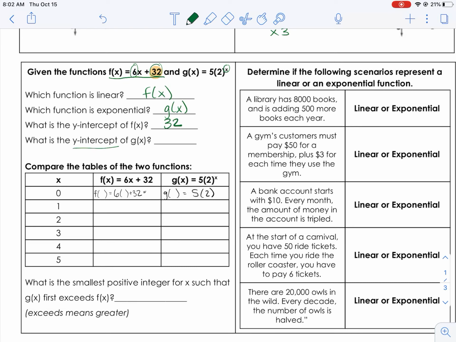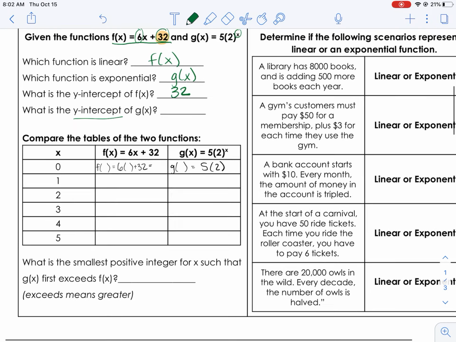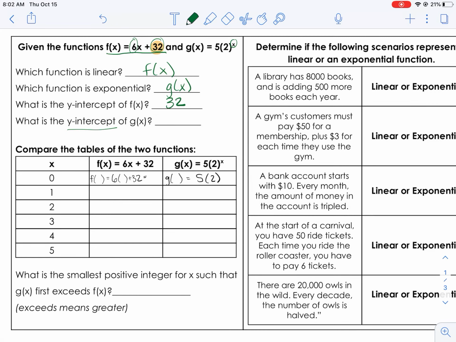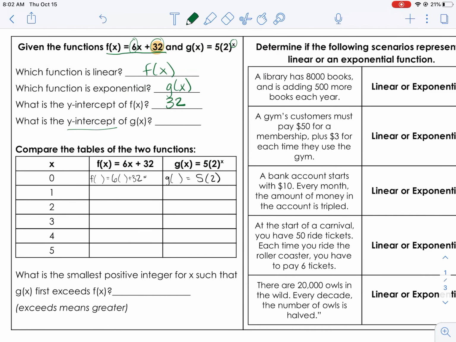I'm going to hold off on this question, and we're going to look at the table, and then we'll come back to that. So we want to know the y-intercept of g of x. So if I'm using this table down here, so I kind of filled in our equation. So if I wanted to find x of 0, okay, we're just going to plug in 0 wherever we see an x. So for f of x, f of 0, I'm going to plug in, it's going to be 6 times 0 plus 32. Well, 6 times 0 is 0, plus 32 is 32, okay?